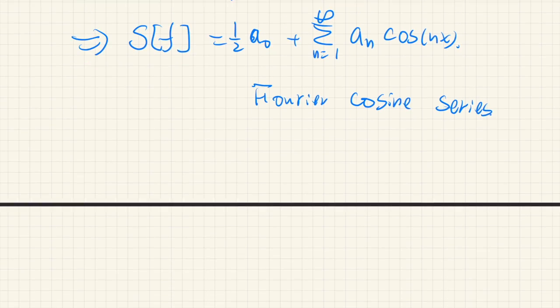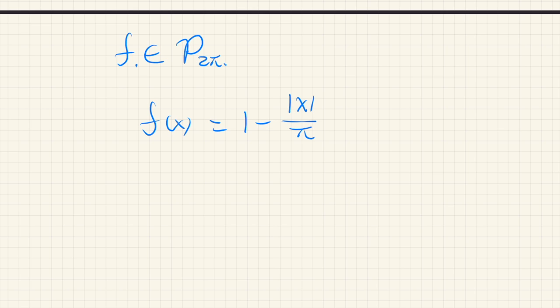Let's see an example. Consider f belonging to P_2pi. So this is a periodic function with a period of 2 pi, and that is defined by this: 1 minus the absolute value of x over pi, where the absolute value of x is less than or equal to pi. But this is a periodic function, so this repeats beyond this range.